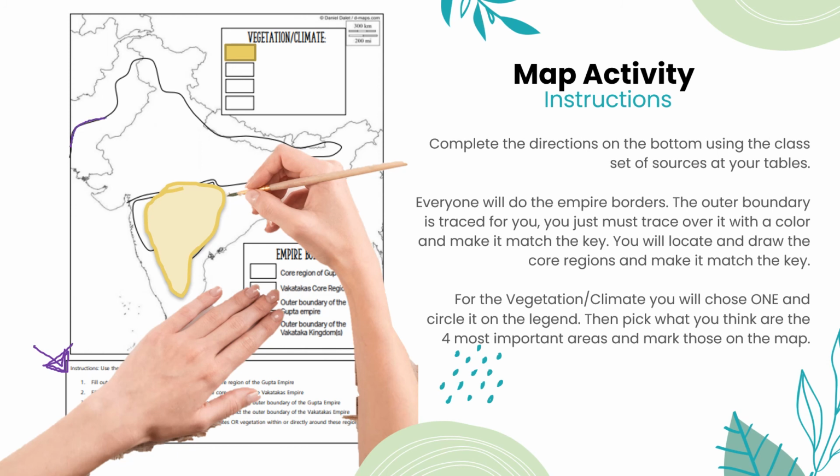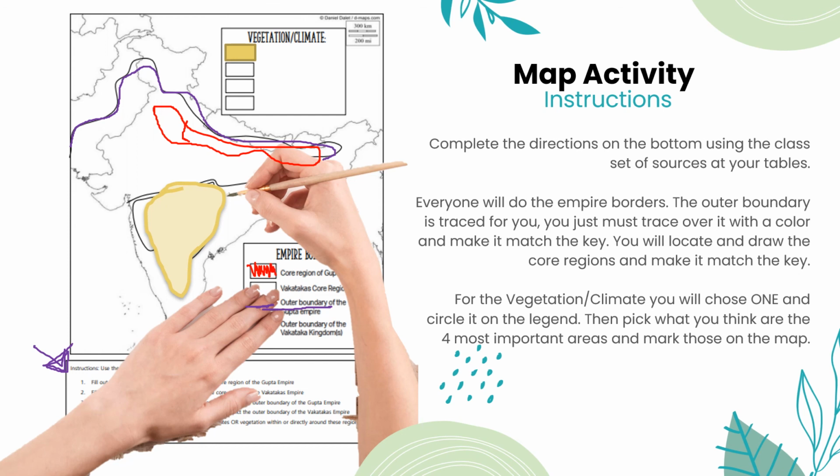So let's say the outer boundary of the Gupta Empire, this is terrible tracing, is purple. Then down here on the outer boundary of the Gupta Empire, right here, there's a line. You're going to make that purple. Make it match. You'll locate and draw the core regions and make it match the key. So you're going to do the core regions on your own. Let's say I think it's over here. That's really bad. Hopefully yours looks better. And then you would color in the core region in the box to match the color you chose.